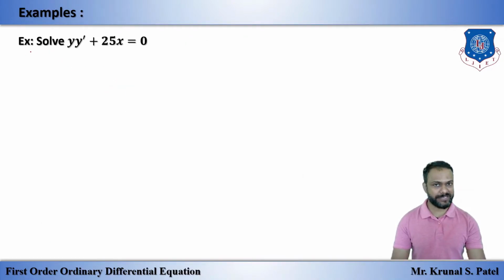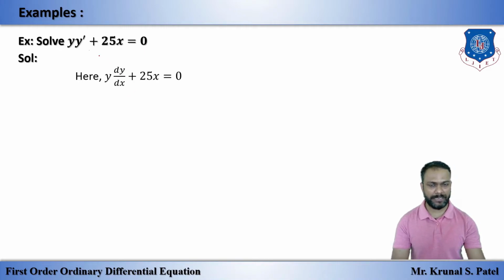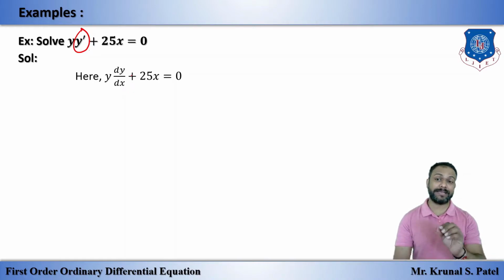So we have this first example, so easy. Solve y into y dash plus 25x is equal to 0. Here y is as it is, and y dash means dy by dx. Now just observe, because there is no method mentioned. There is no method's name mentioned in the given example.